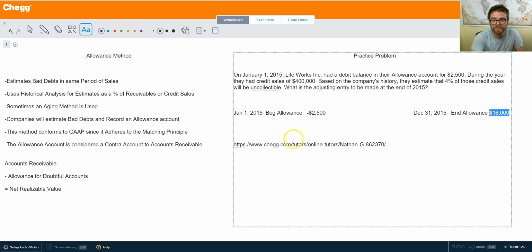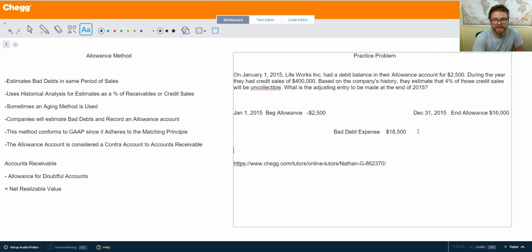Well, you just subtract and figure out the number to get from negative 2,500 to positive 16,000. And if you do that, the number in between will be 18,500. So basically it takes 18,500 to get from negative 2,500 to 16,000. And that adjusting entry is also what they call your bad debt expense. So you must record a bad debt expense of 18,500 to get from negative 2,500 to 16,000. And that's how it works.